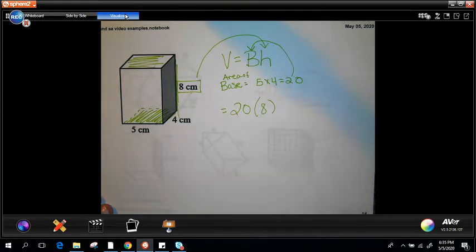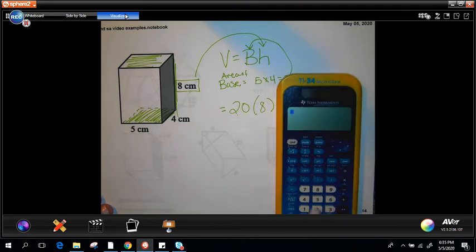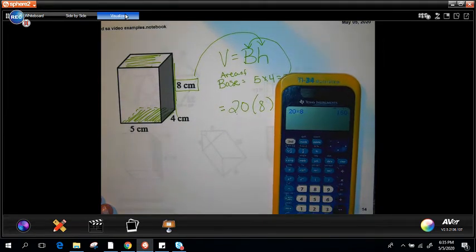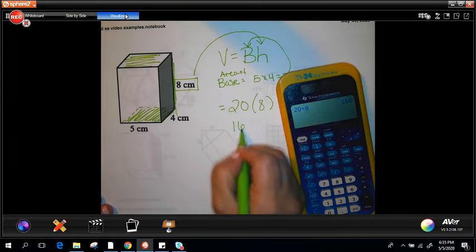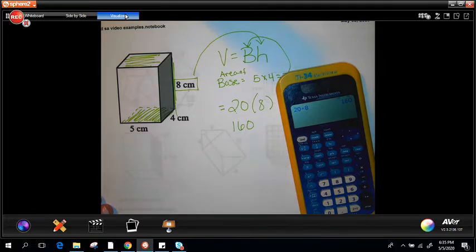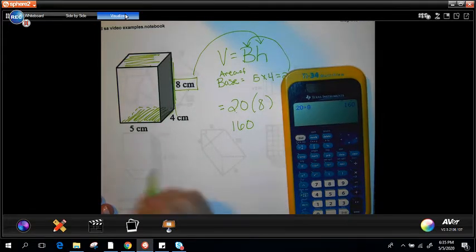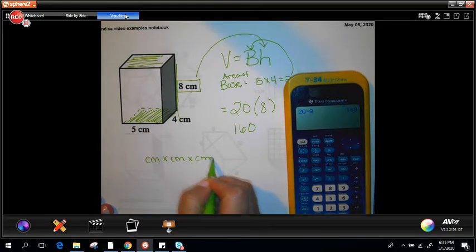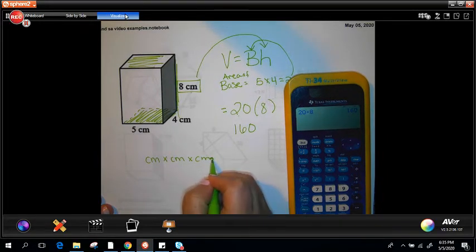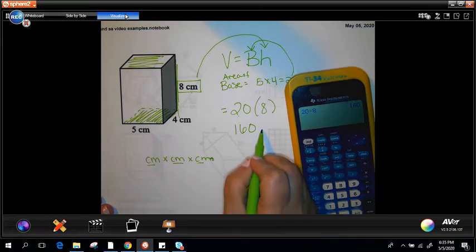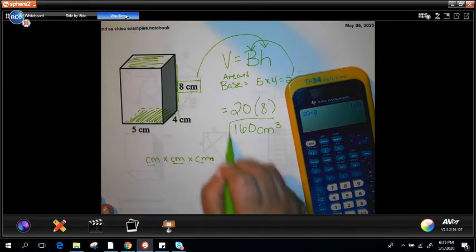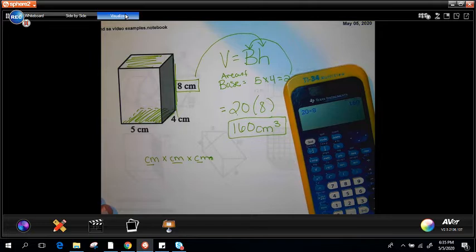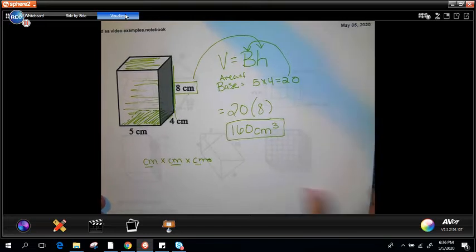So now I can find my volume. 20 times 8, so you can work that out, or I'm okay if you use your calculator on these. I get 160. Now we have to talk units. It's not squared anymore because we have a centimeter times a centimeter times a centimeter. So if we write that in exponential form, we get centimeters cubed. We now are branching into cubic units. It's all this space on the inside. Remember, volume's on the inside, surface area is all about the outside.